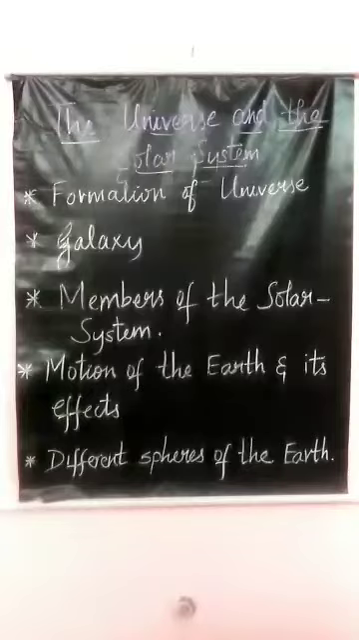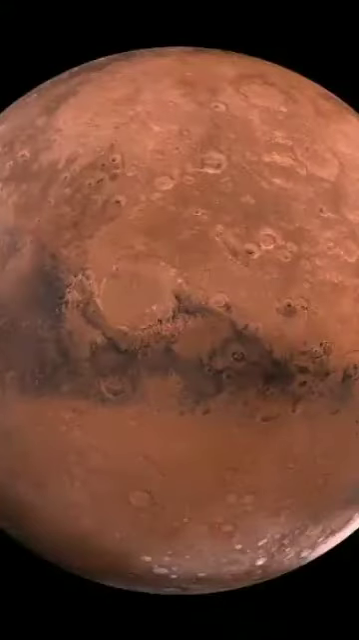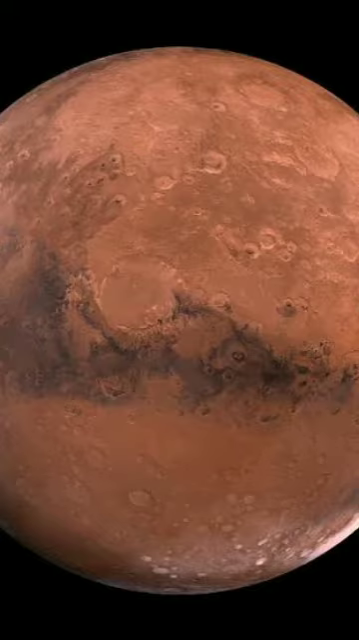Which is the red planet? Yes, very correct. Mars is the red planet. It is the fourth planet from the Sun and the second smallest planet in the solar system. Why is it called the red planet? Due to the presence of iron oxides on its surface, it appears red in color.